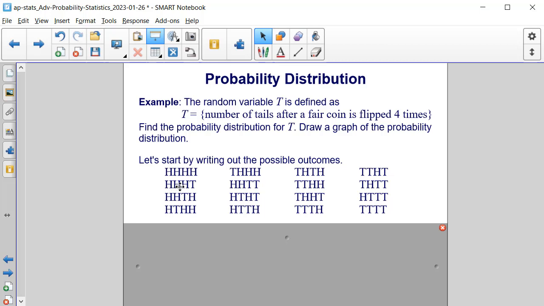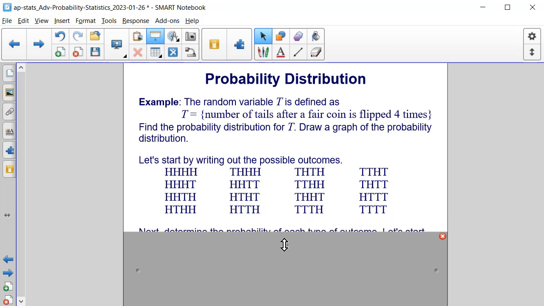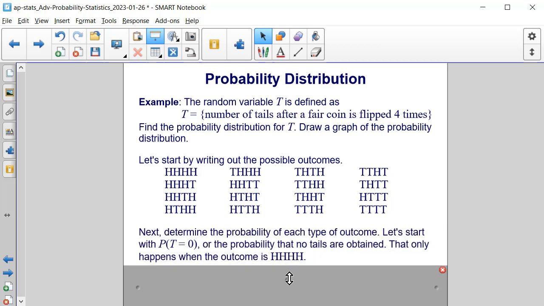You could have 4 heads, you could have 3 heads in a row and then a tail, you could have heads, heads, tail, heads, and so on through all the combinations, including 3 tails and a head, 2 tails, a head and then a tail, 1 tail, 1 head, and then 2 tails, 1 head and 3 tails, or 4 tails in a row. Those are all the possible outcomes that could occur here.